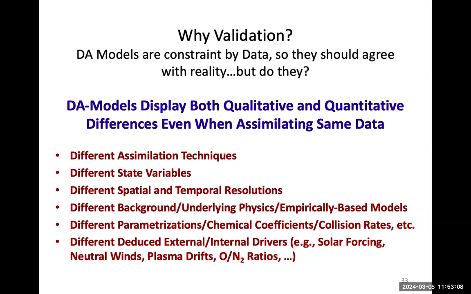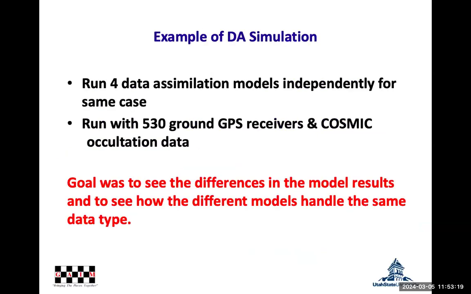And so lots of variability, and all that leads to large differences in the resulting density field. I'd like to show you an example of that. What we did was look at 4 data assimilation model results that we ran independently for the same case. So we have 4 different data assimilation models. They all run the same case, and they all assimilated the same data. They all assimilated 530 ground-based GPS receivers and cosmic occultation data.